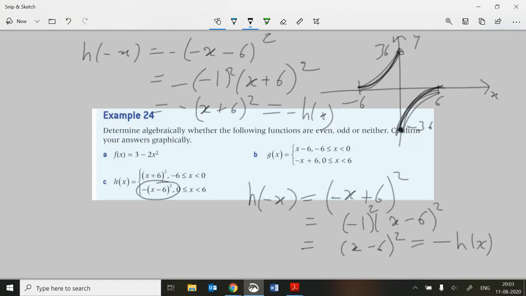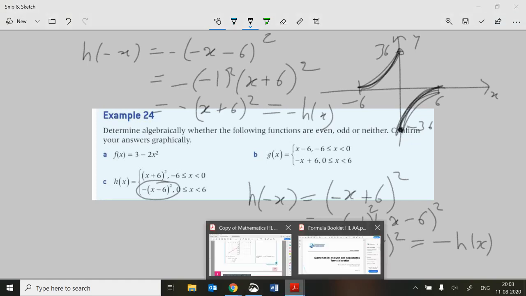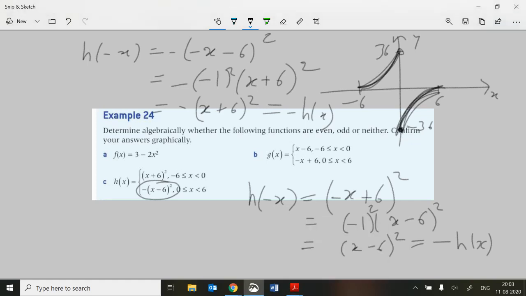Now, what I am missing is I didn't specify my domain. So I really should have specified my domain here, and I should have said I'm looking at from minus 6 to 0. So I'm choosing this, and then since this is true, comma at the end, comma between 0 and 6, then we have an odd function.